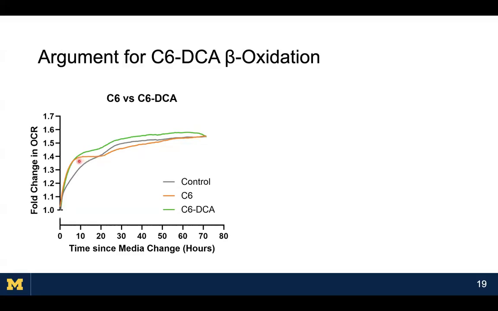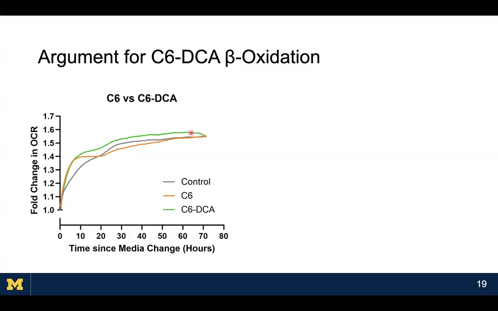This is more of a muted rise in OCAR because there's just not as much carbon in C6 compared to palmitate. However, the dicarboxylic acid version of this fatty acid just keeps rising and stays at a higher OCAR than the control throughout the run, which indicates first that it's being beta oxidized most likely, but it also suggests to us that it's being beta oxidized in the peroxisome.